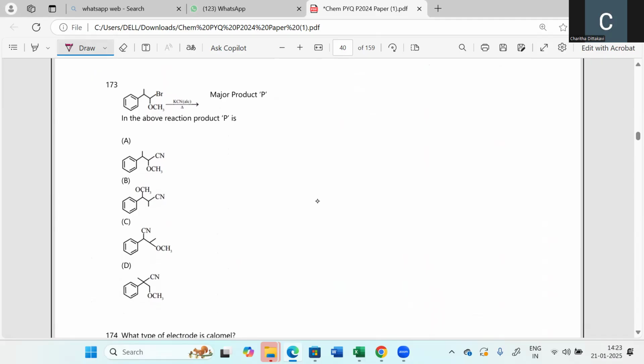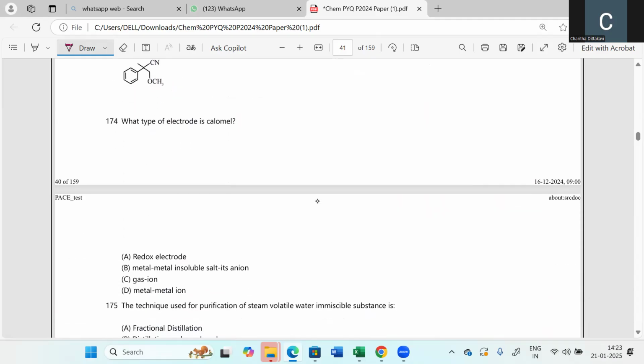KCN is given. The major product is asked, alcoholic KCN. Alcoholic KCN will show you elimination reactions definitely, and heat also you are having there. So CN will come in, bromine will leave, CN will come in definitely there. Then that's it. Bromine leaves and CN comes here. So option A is your answer there.